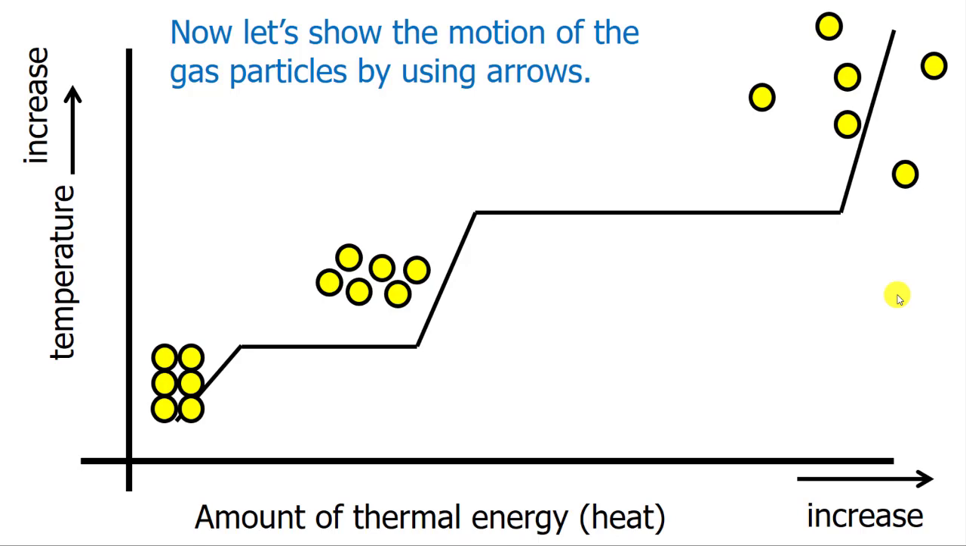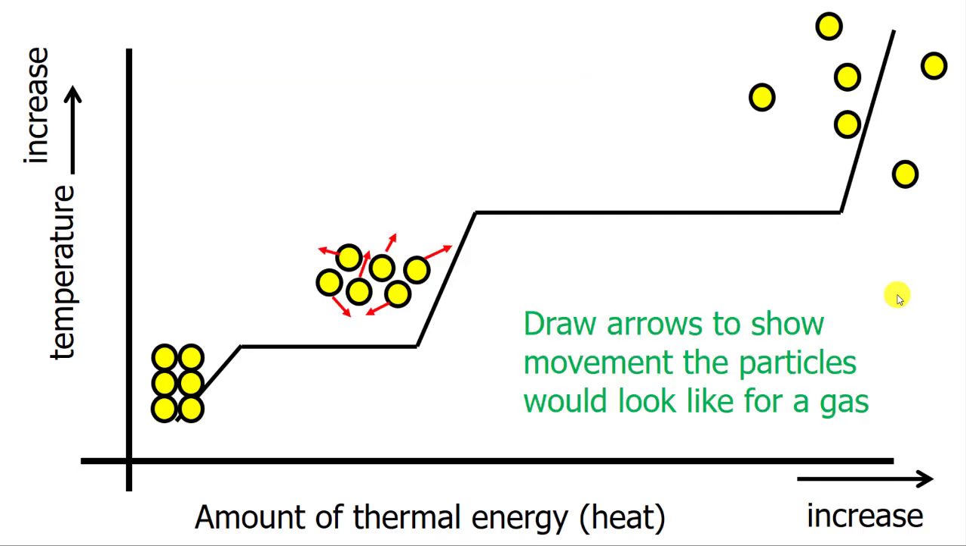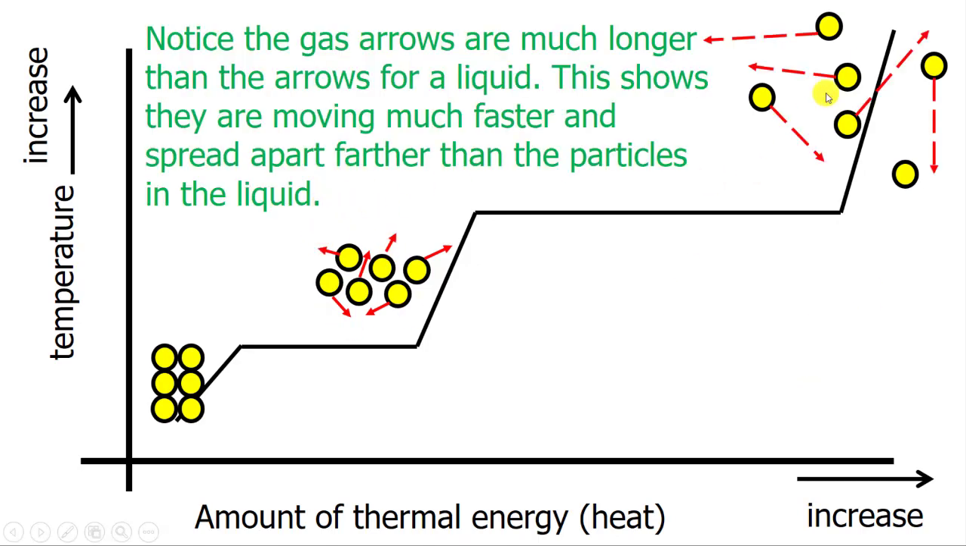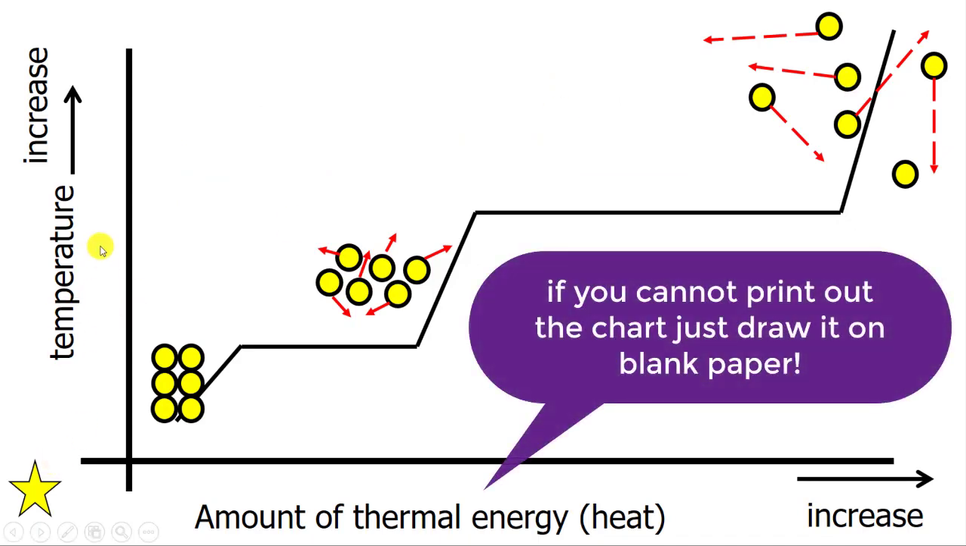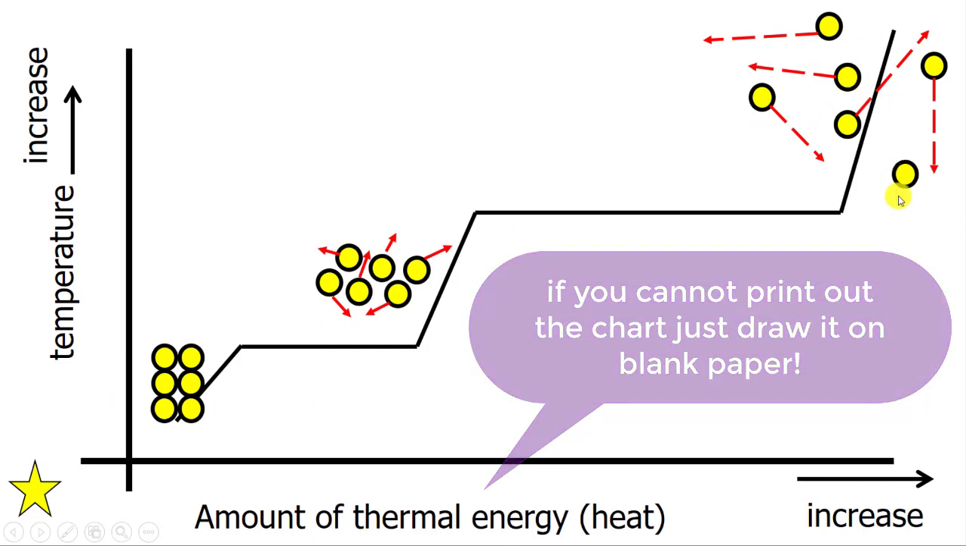And we can show the motion by drawing arrows. We're going to draw arrows to show the movement of the particles for the gas. Here are the arrows for movement in a liquid, and these are arrows that you would show and draw for particles in a gas. Notice that the arrows are much, much longer than the arrows for a liquid. This shows that they're moving much faster, and it shows that they're spread much farther apart than the particles in the liquid. Now notice I have the star here. This is what I want you to draw. Please draw this out, draw the particles, and draw the arrows of motion.